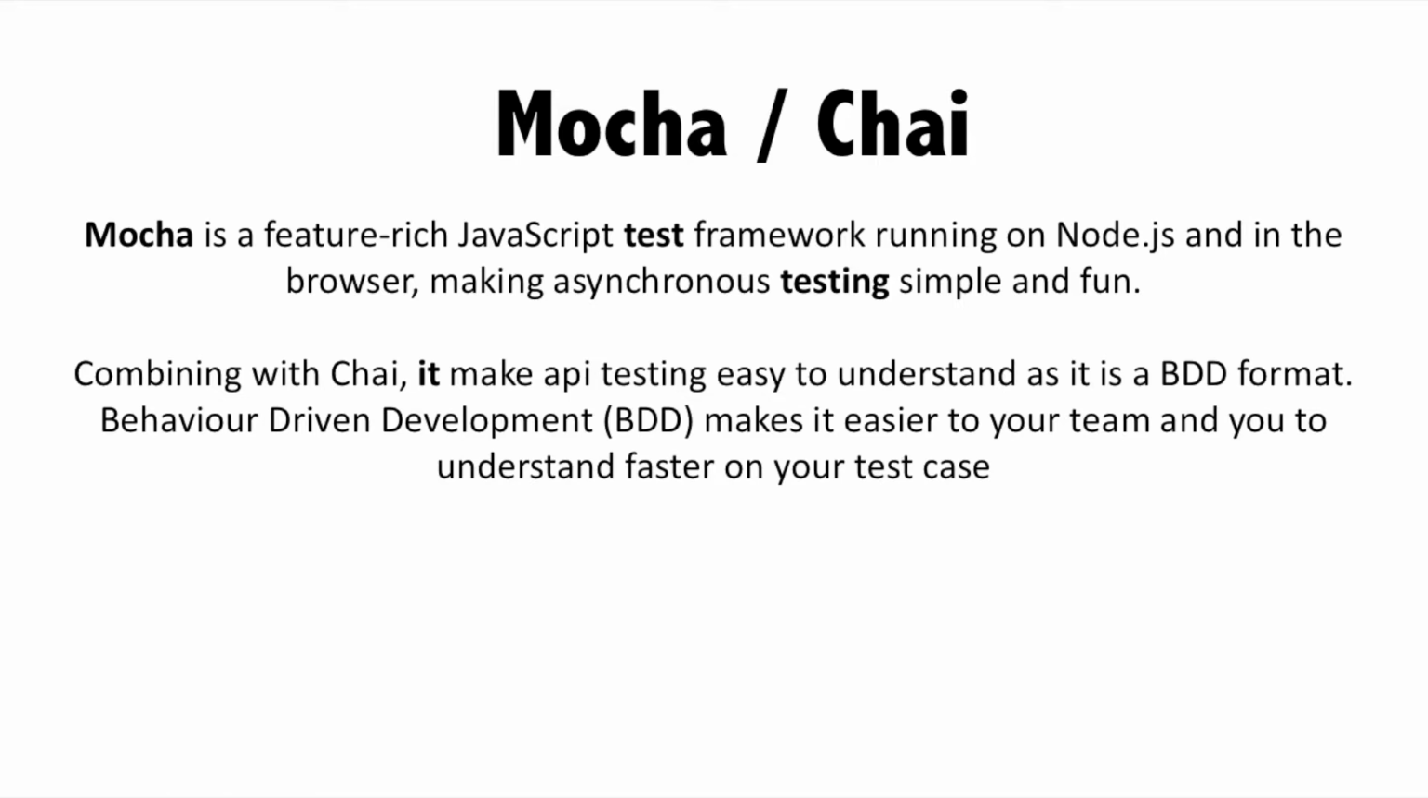This is the second part of the video about testing on REST API. In this video, we'll be talking about Mocha and Chai, using them to test the REST API. Mocha is a feature-rich JavaScript test framework running on Node.js, and it can do asynchronous testing. It is also combined with Chai, especially to make it a BDD format. BDD is behavior-driven development, similar to Cucumber, if you have used it. It makes it easier for your teammates and you to collaborate on the test cases and understand them faster.